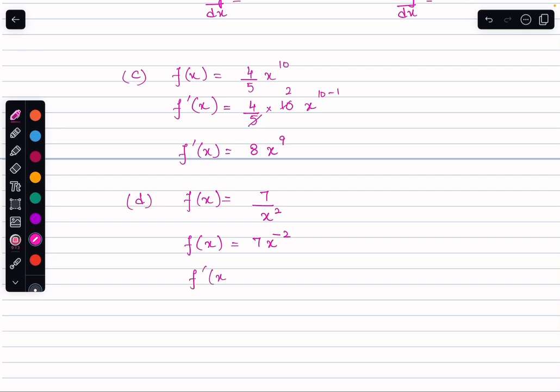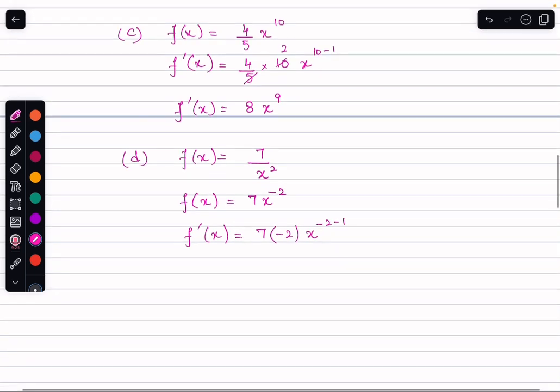To get the f prime, or the derivative, I should say it's 7 multiplied by the power, and x again gets reduced by 1, and my answer here then is going to be f prime x, which is equal to -14 x to the power -3. This is how simple this work is to get your derivative function. Let's do a few more examples.